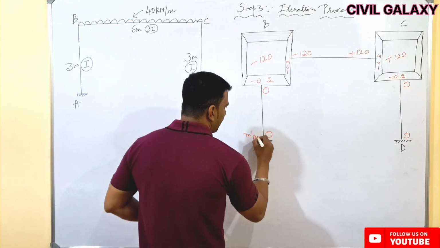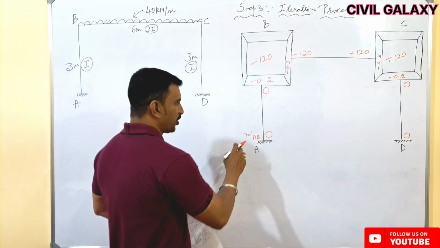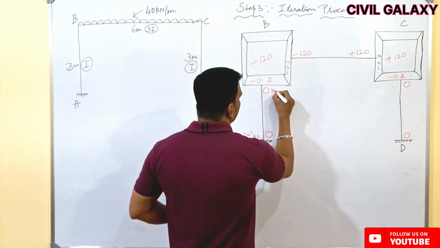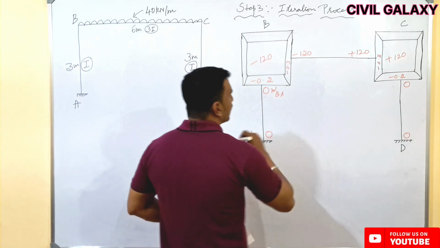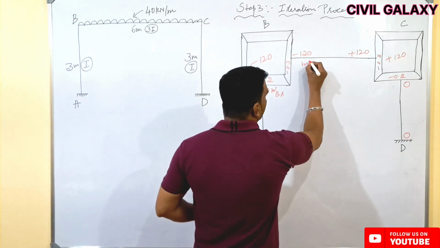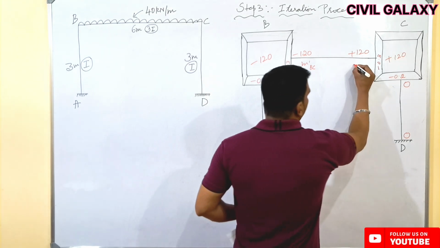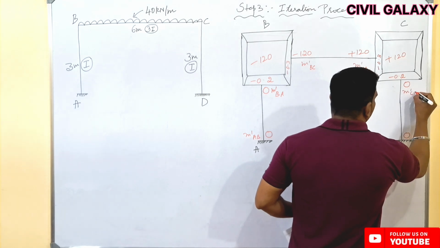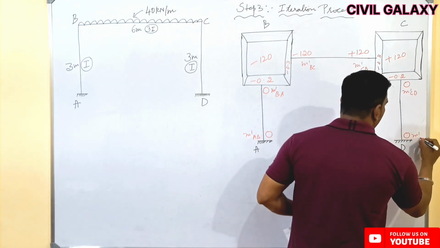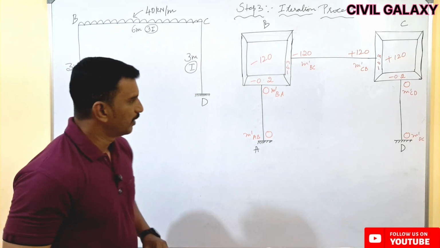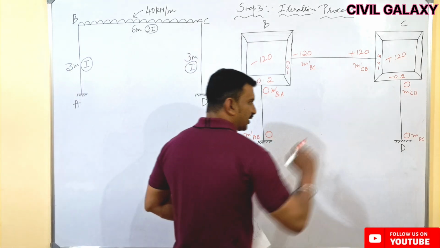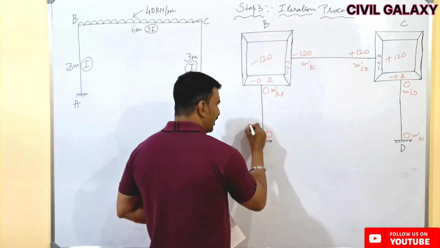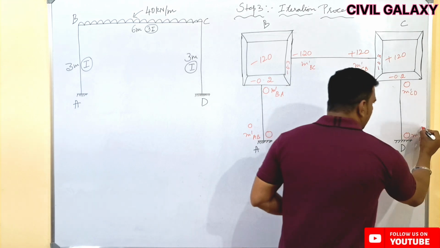Now we need to calculate the rotation contributions, which are represented by small m dash. So m dash AB, here m dash BA, from B to C it will be m dash BC, here m dash CB, here m dash CD, and here m dash DC. Since, as we have said, the rotation contribution is calculated only for the intermediate supports and not for the end supports, the rotation contributions about the end supports, m dash AB and m dash DC, will be equal to 0.